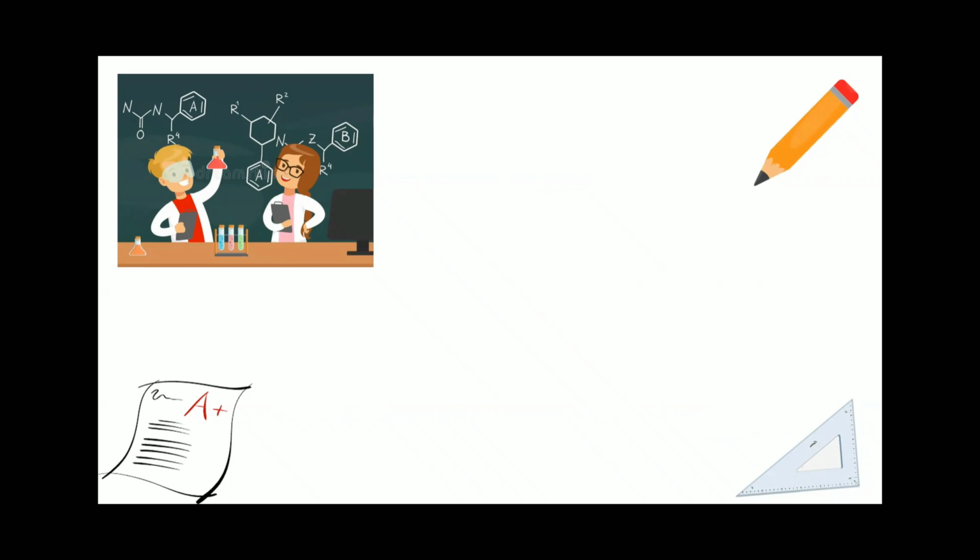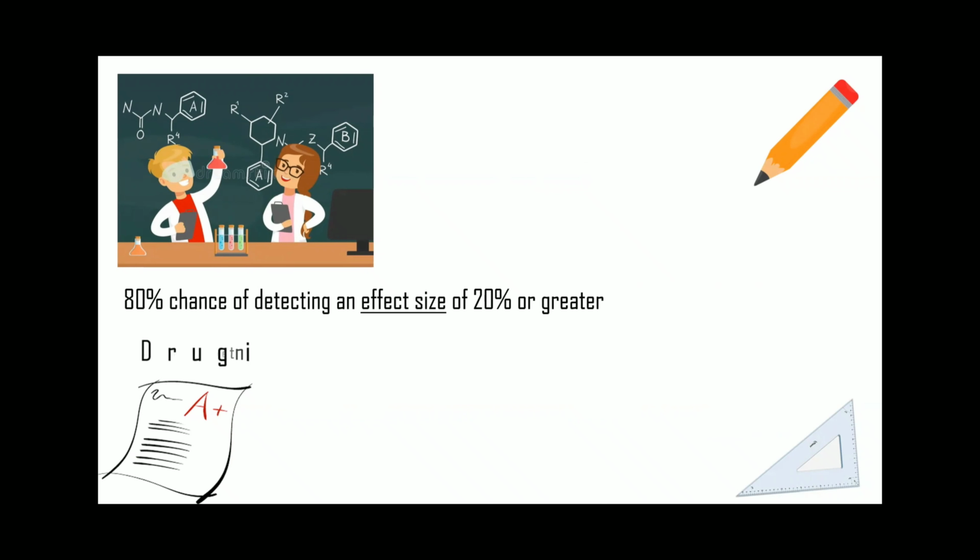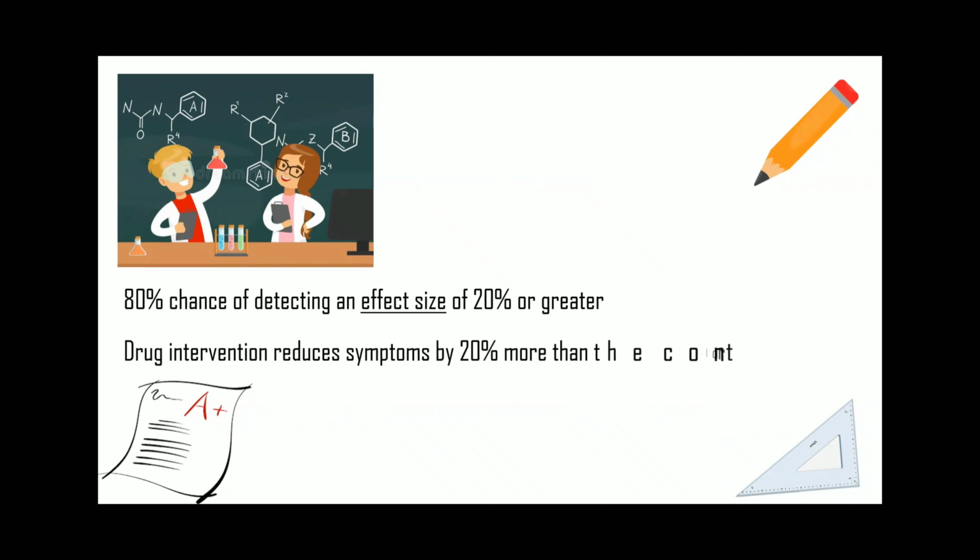size gives you an 80% chance of detecting an effect size of 20% or greater. An effect size of 20% means that the drug intervention reduces symptoms by 20% more than the control treatment. However, a type 2 error may occur if there is an effect that is smaller than this size. A smaller effect size is unlikely to be detected in your study due to inadequate statistical power.